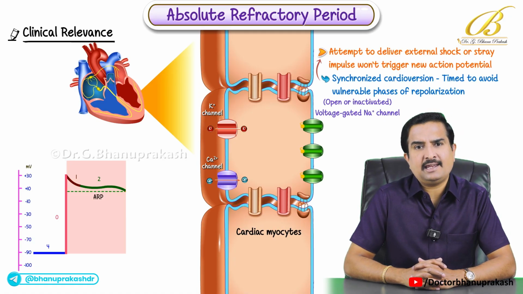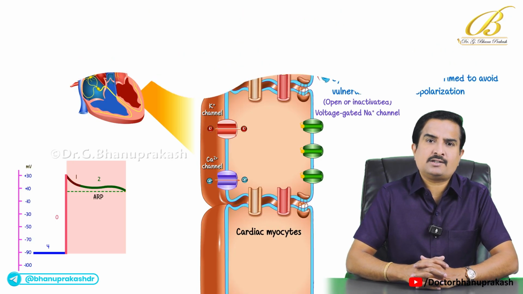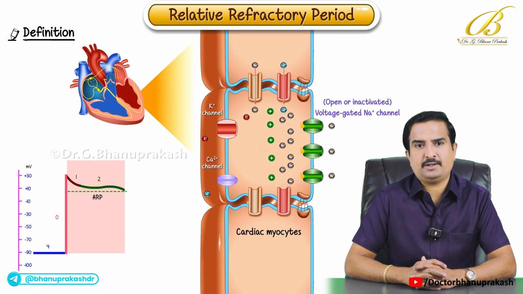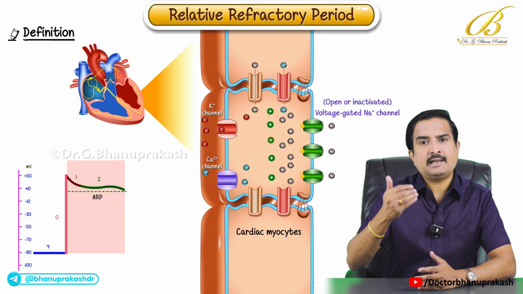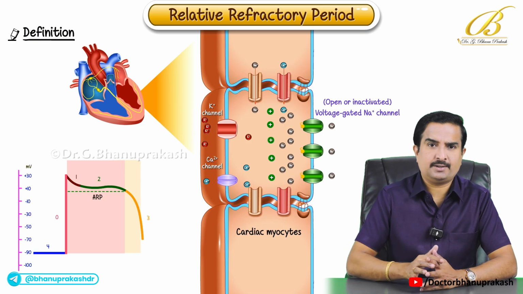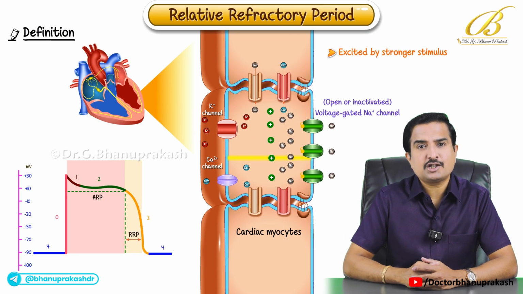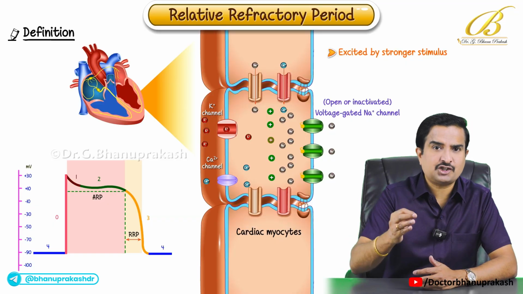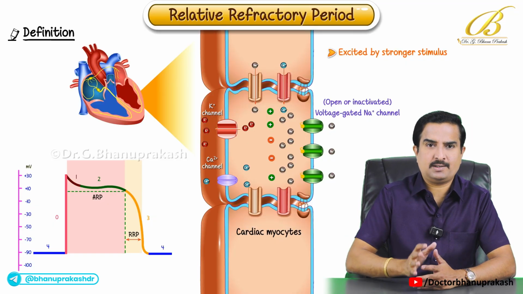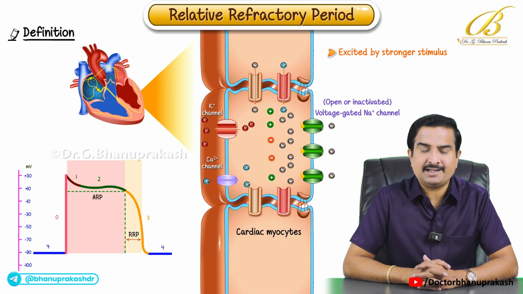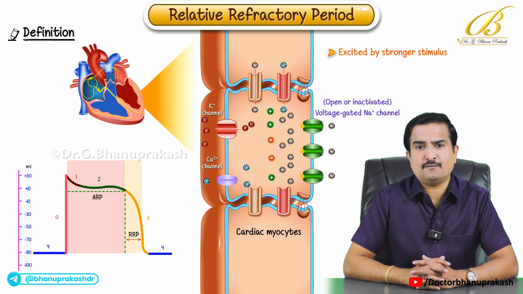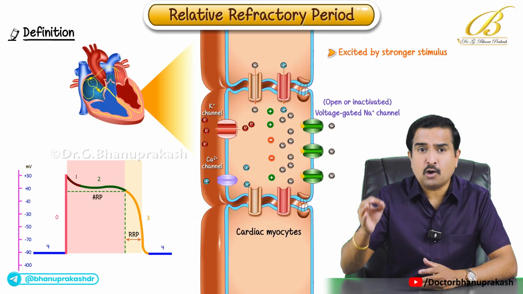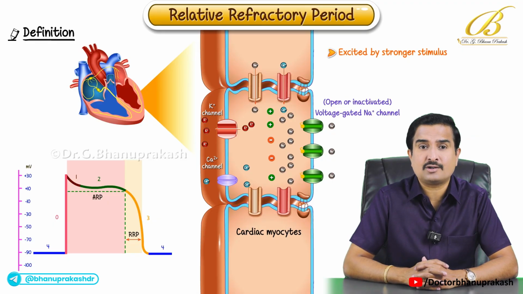Now, after understanding the absolute refractory period, let us discuss the relative refractory period. After the absolute refractory period ends, the cell enters the relative refractory period, when it can be excited by a stimulus, but only if that stimulus is stronger than usual. A minimal stimulus can't excite the cell in this period. The cell is still partially repolarized, which means some but not all of the sodium and calcium channels are reset. Right? This is the relative refractory period.